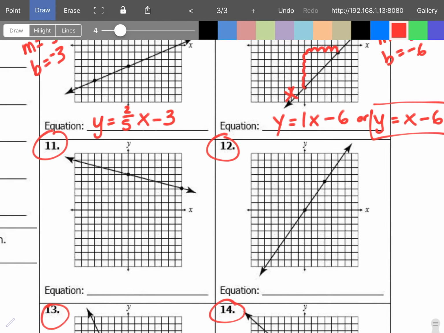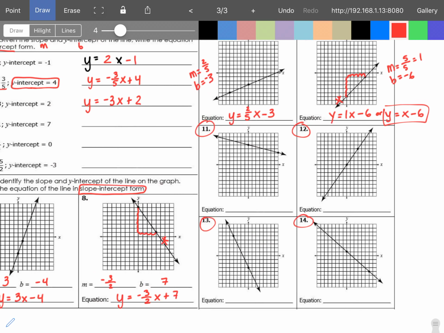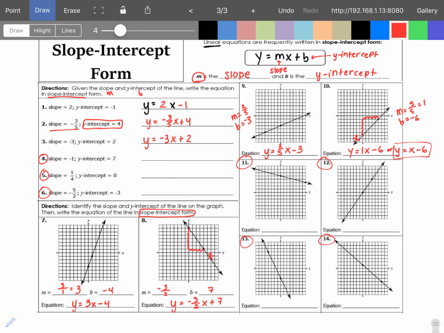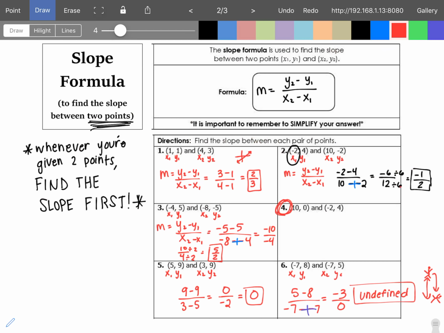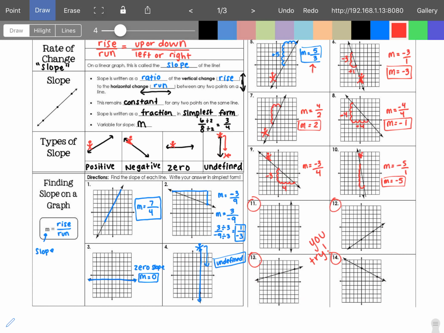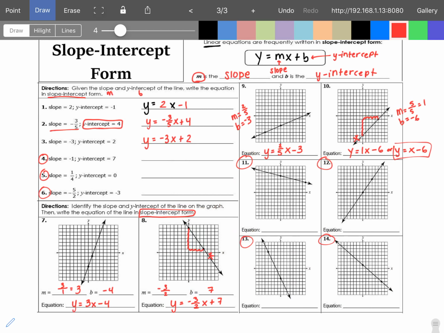Okay? Try actually 4 through 6 and then 11 through 14. And then all the other ones that I circled. So number 4 on this page and then 11 through 14 on this page, okay? And then come up and show me when you're finished.